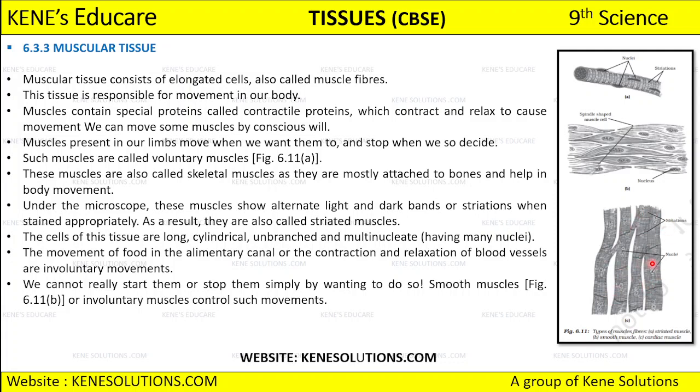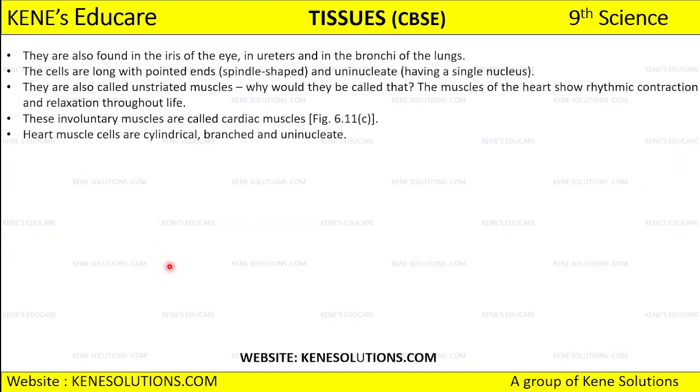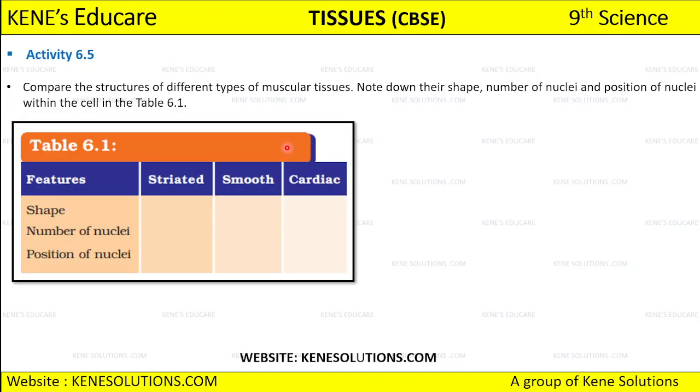This is the cardiac muscle का diagram. When you look at it under a microscope, it looks like this. Okay, so heart muscle cells are cylindrical, they are branched and they are uninucleated. Heart muscles कैसे होते हैं? Cylindrical, branched and uninucleated.